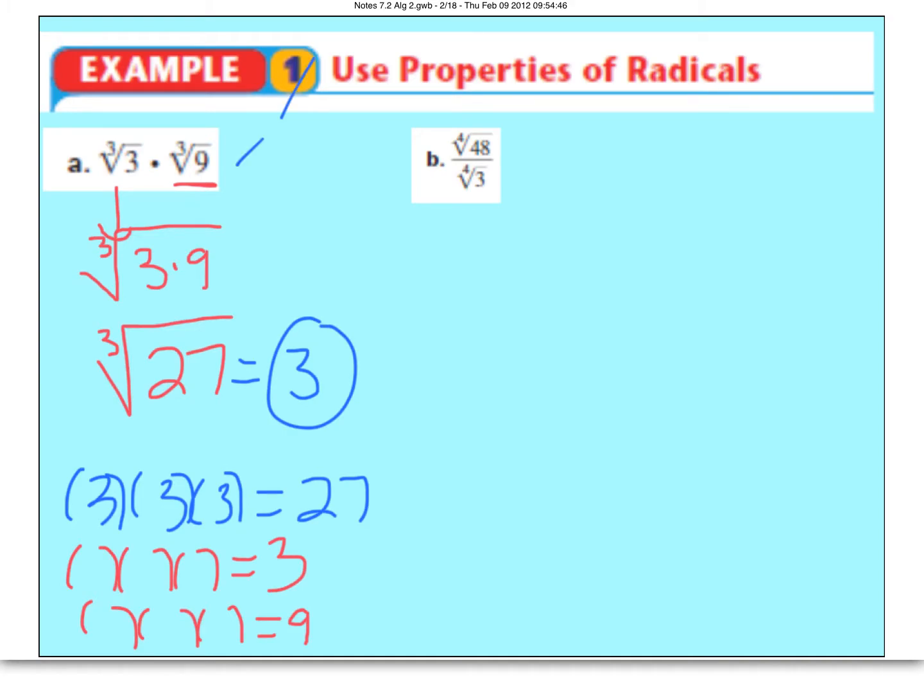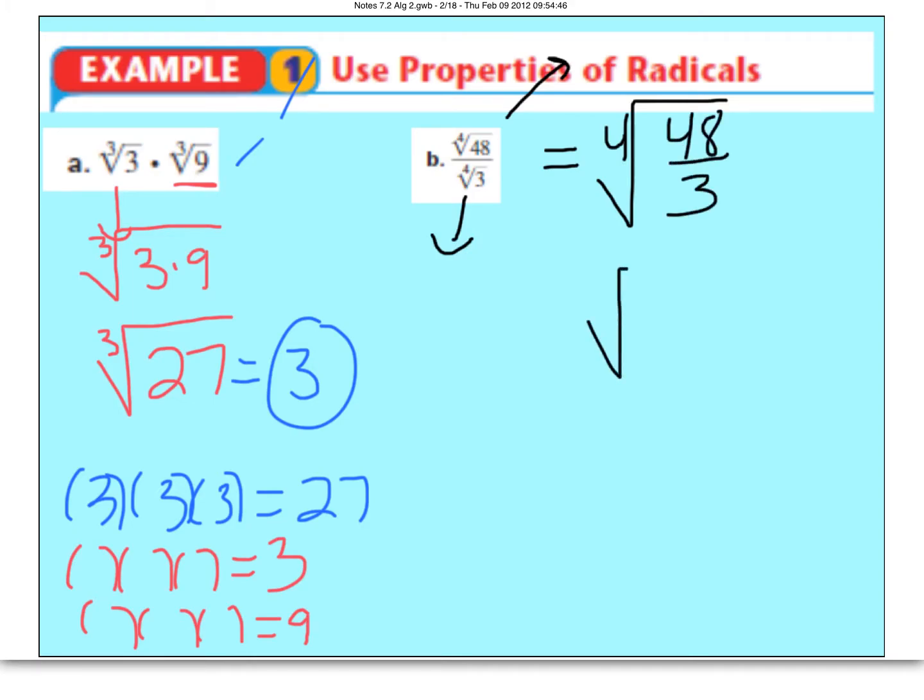Now, if we look at letter B, they want us to find, for this bottom part, the fourth root of 3. So some number 4 times it gives me 3. It's not going to be a whole number answer. This one, the fourth root of 48, a number 4 times that gives me 48. I'm tempted to try 4, but that would give me 64, so that doesn't work. 3 only gives me 27, so that doesn't work. However, we can crunch these together under one radical symbol, do the fourth root of 48 divided by 3.